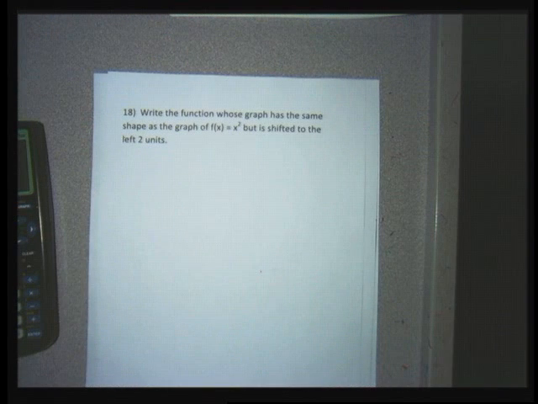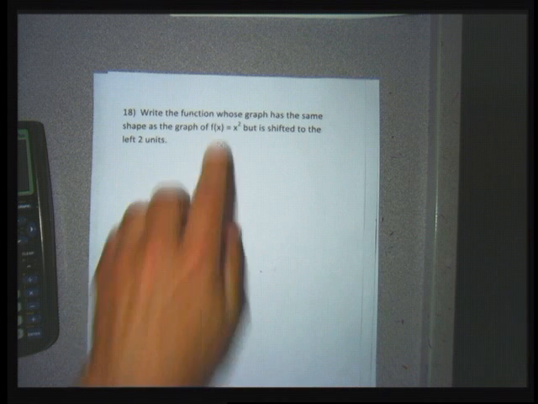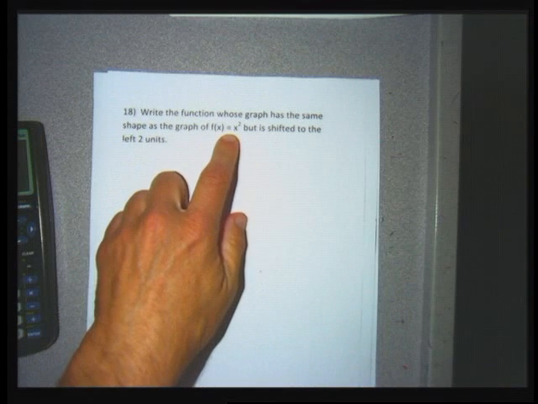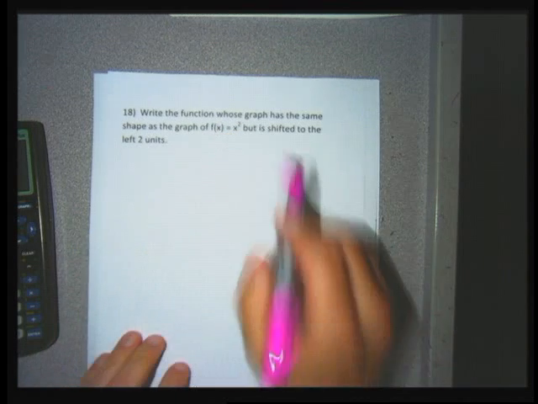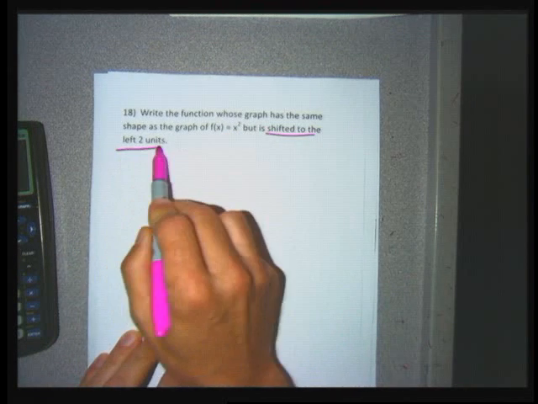Okay, so that's that style of problem. The next style of problem is similar, but rather than giving me a graph, it describes the changes, and I need to create the equation. So as I read problem 18, it wants me to create an equation that has the same shape as x squared. The only thing it has to be different is that it has to be moved to the left 2 units.